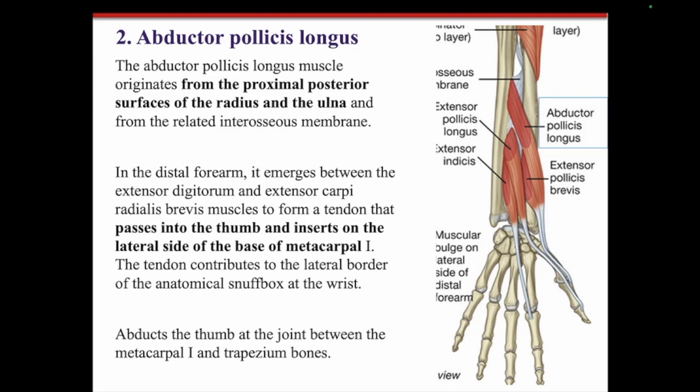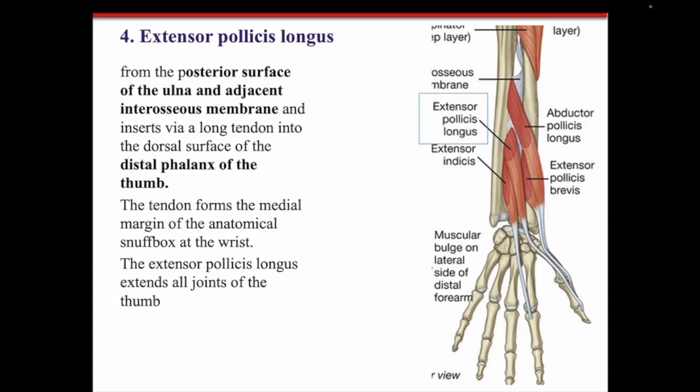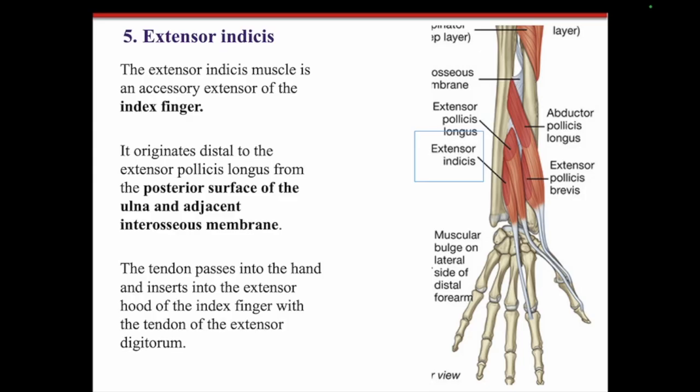The names are very typical, so abductor pollicis longus, extensor pollicis brevis extends the thumb, and the longus extends the thumb as well, and the indicis extends the index.